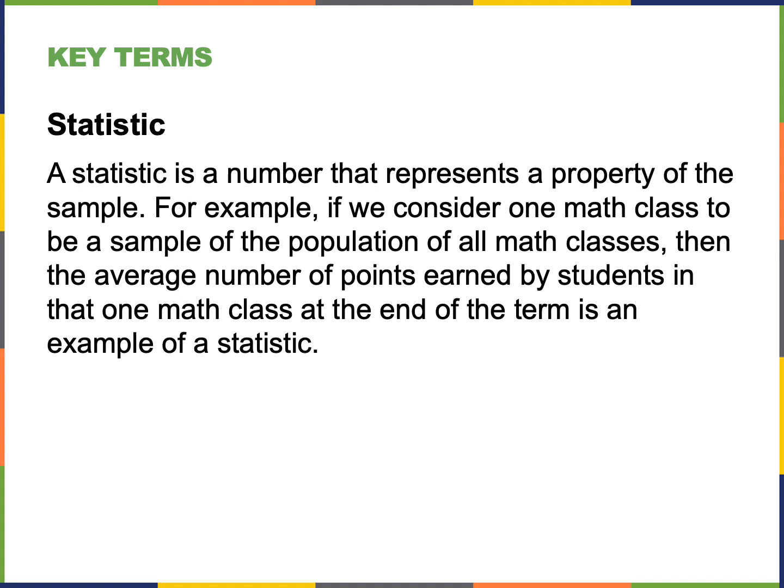So let's say, for instance, we consider one math class to be a sample of the population of all math classes. Then let's say we take that one math class and we average their points. We find some kind of number describing this math class. Well, that's a statistic, because it's a number that's describing something about the sample.